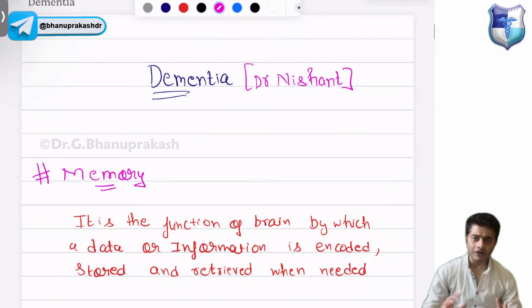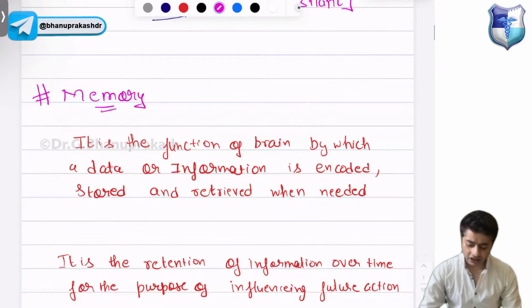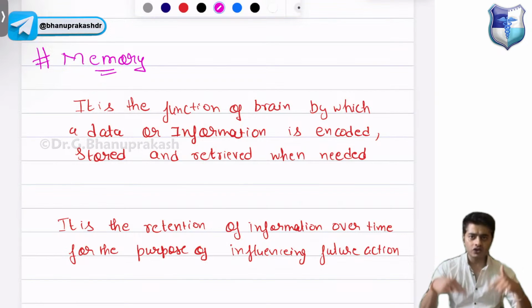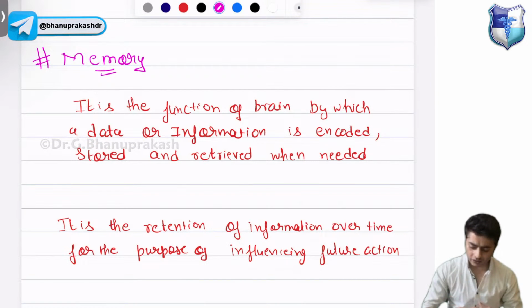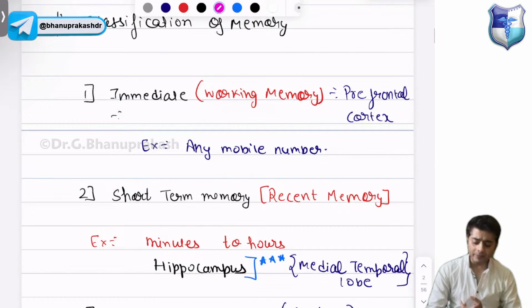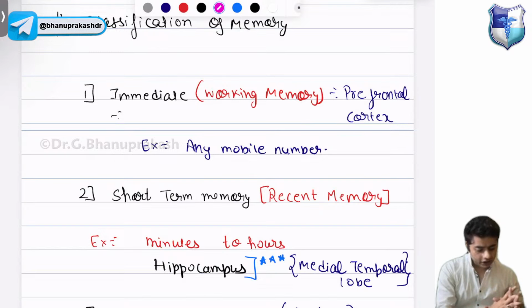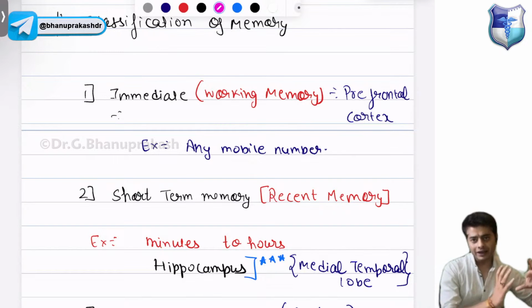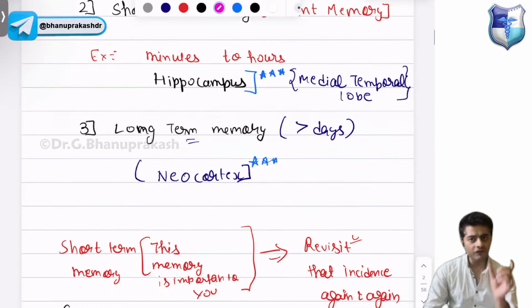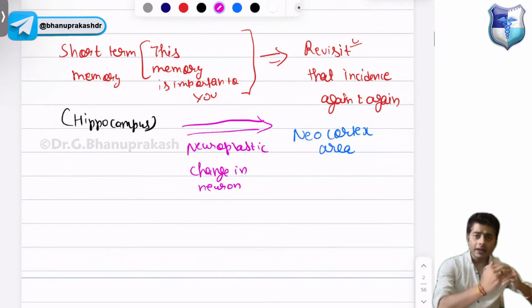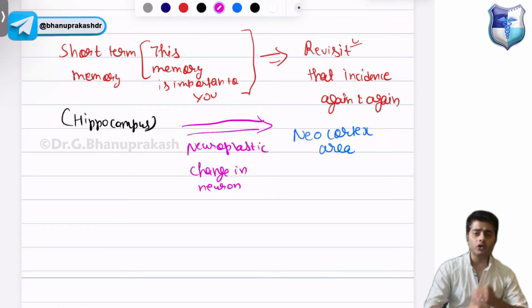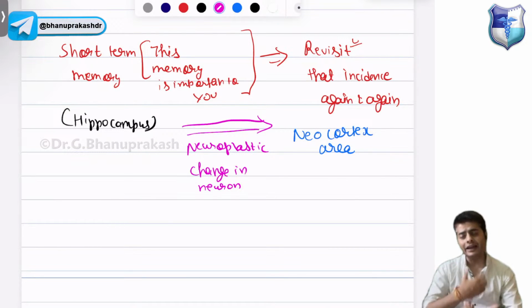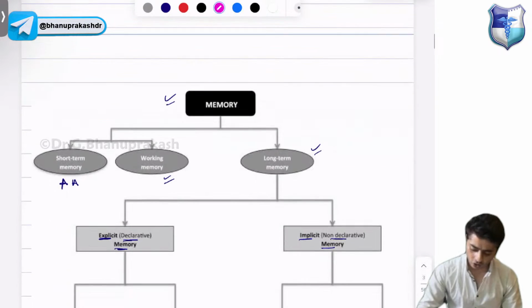Okay. So today, what we have all studied, I will first summarize and then we will end this lecture. We have studied today about memory. Memory is a function of the brain to store and encode data. We have classified memory into three parts: immediate, short term, long term. Immediate memory is your working memory. It is stored in the prefrontal cortex. Short term memory is your recent memory. It is stored in the hippocampus. Then comes your long term memory, which is generally in the neocortex. When your memory is stored in your hippocampus due to some neuroplastic change, and you revisit that memory again and again, it goes into your long term memory component. That is your neocortex area.